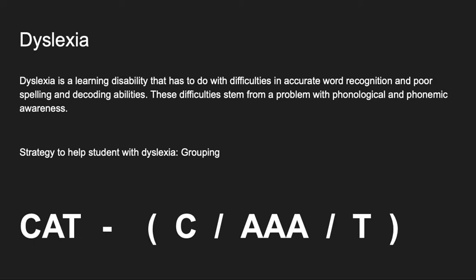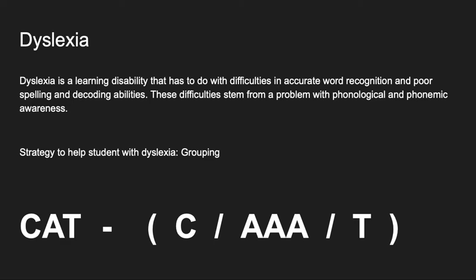So for dyslexia, it is a learning disability that has to do with difficulties in accurate word recognition and poor spelling and decoding abilities. These difficulties stem from a problem with the phonological and phonemic awareness. Phonological awareness is knowing that language is made up of sounds or phonemes, and phonemic awareness is knowing that words consist of separate sounds and phonemes.